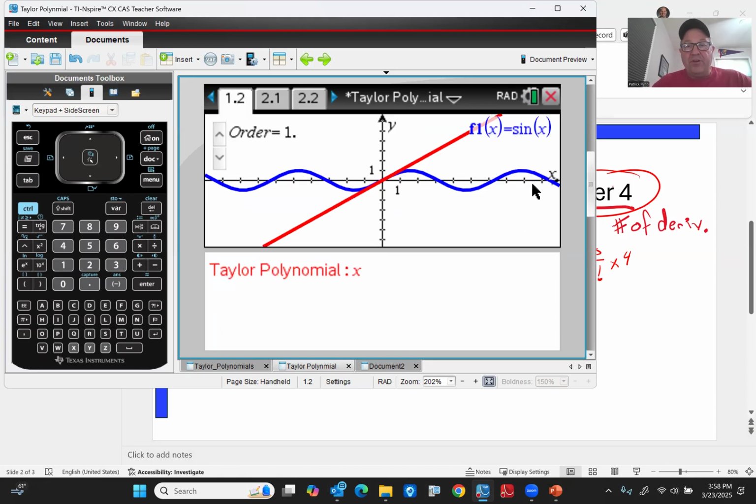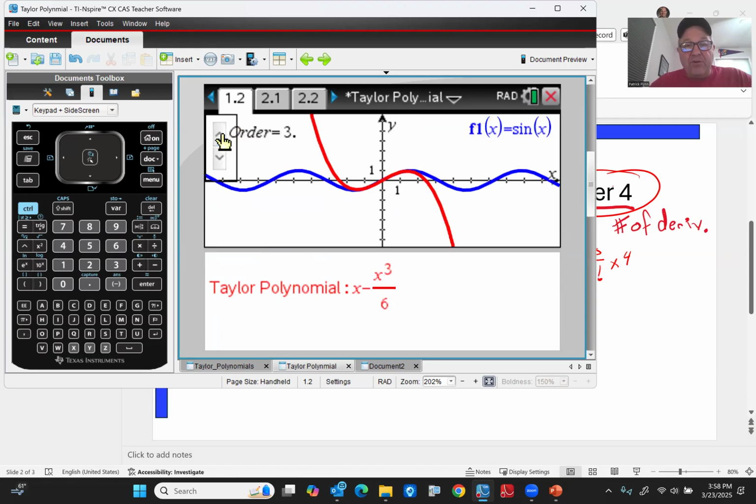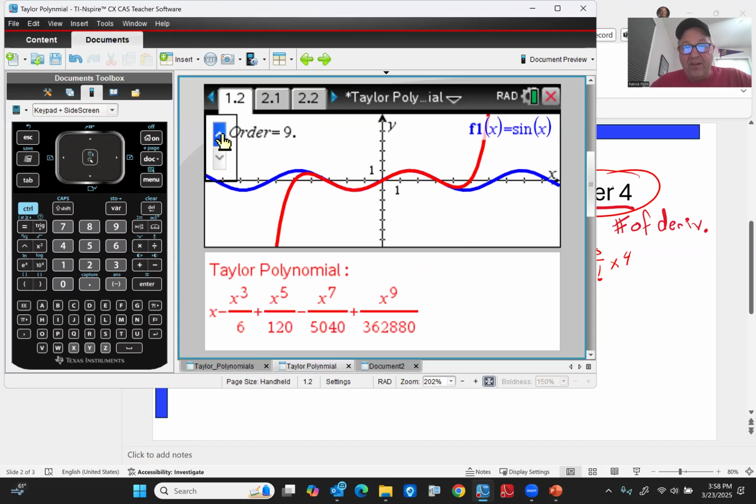Okay, so here's what we have. Here's our sine, this one that we were building, and this is an order 1. I've got it set to find the Taylor polynomial and also to draw it as well. And you'll notice as we add more derivatives, we're starting to get really close to this graph of sine. In fact, for sine, its radius of convergence is pretty big, right?